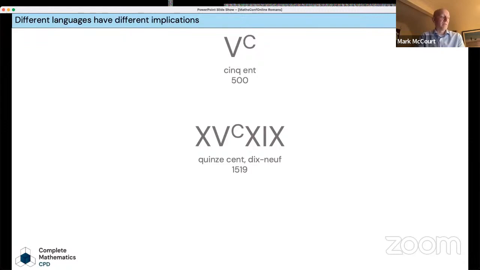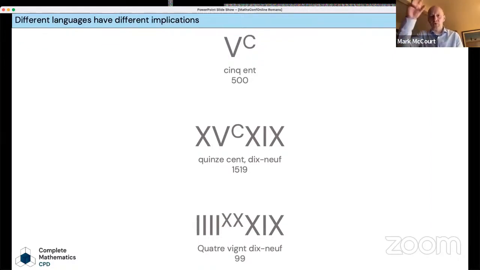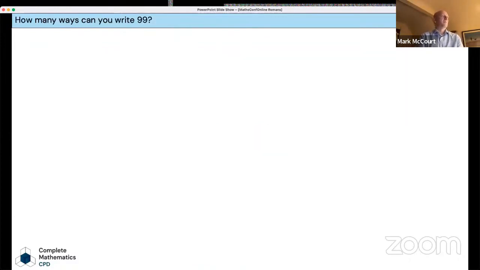1519. And then this one here, we're using our superscript again. So 99. And we're getting the number 99. So now we know we can also use superscript for multiplication.